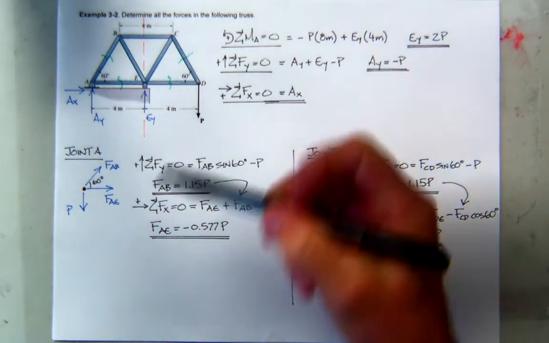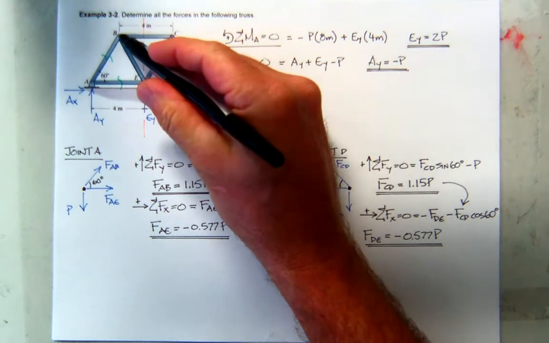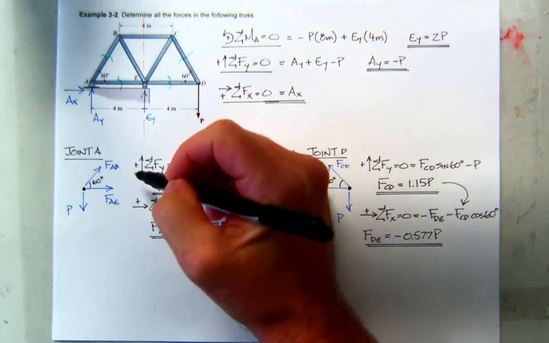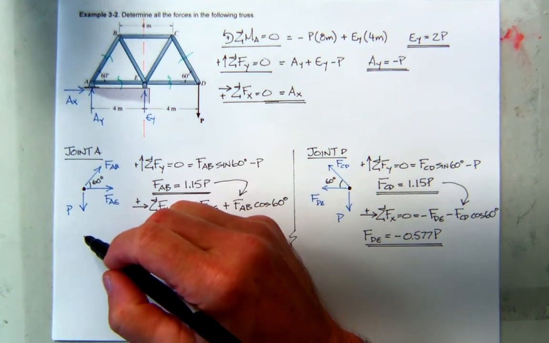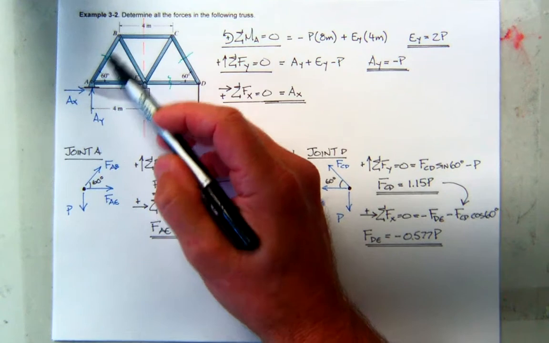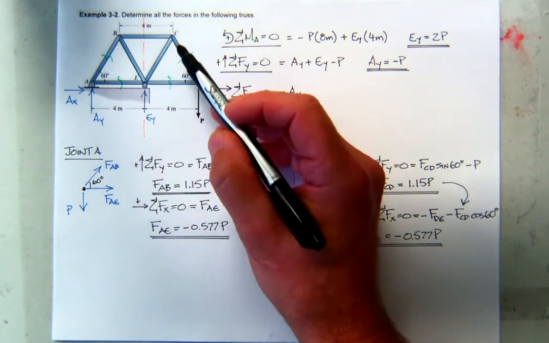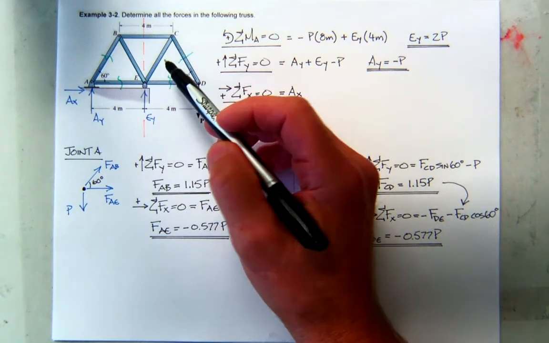So we've kind of just got this core triangular section here. At this point, all the joints are in play. You can go to B because we have this one. We can find these two. You can go to C and you can find these two, and you're done.